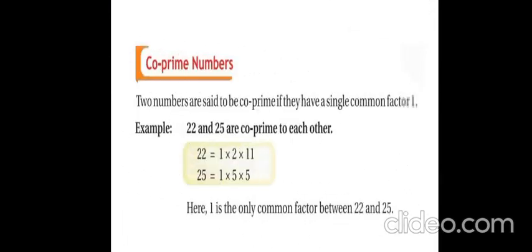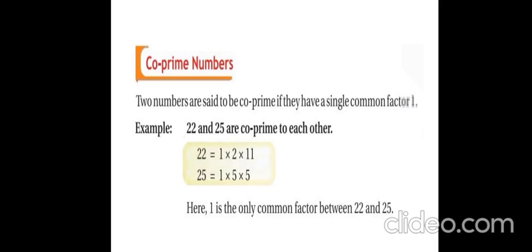And the last topic is co-prime numbers. What is meant by co-prime numbers? Two numbers are said to be co-prime if they have a single common factor, 1. See the example, 22 and 25.